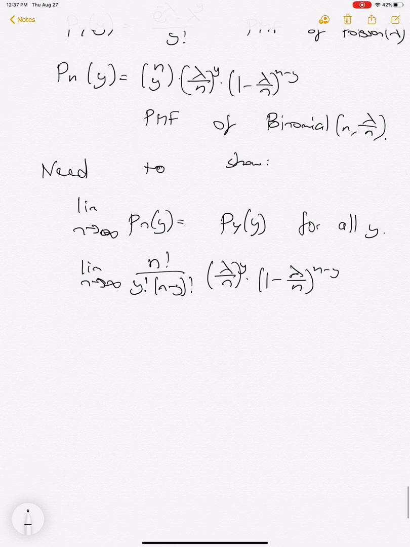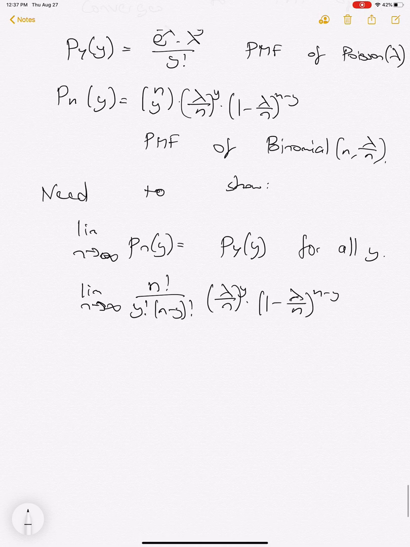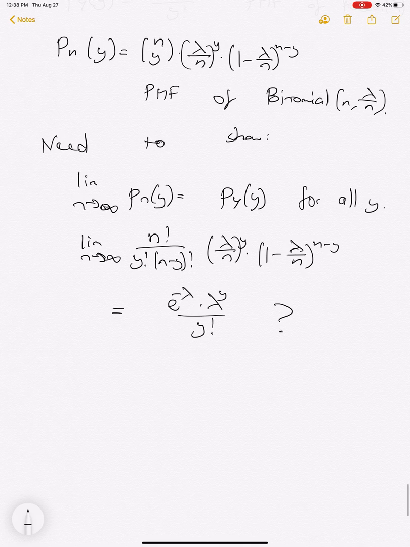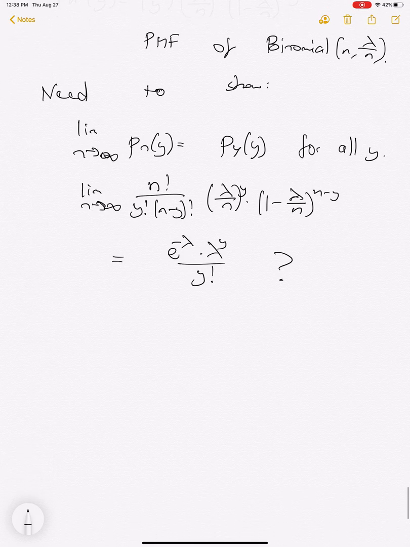So we need to look at this limit and see if we want to show that that thing is equal to e to the negative lambda. Okay, so we're going to ask that question and see if we can somehow take limits and end up with this expression here for the Poisson distribution.